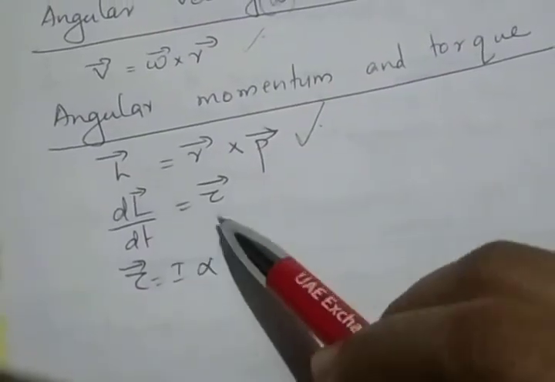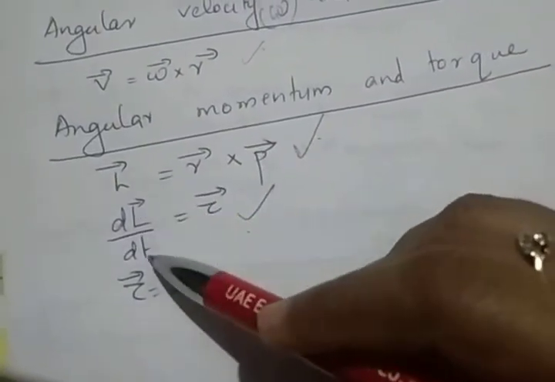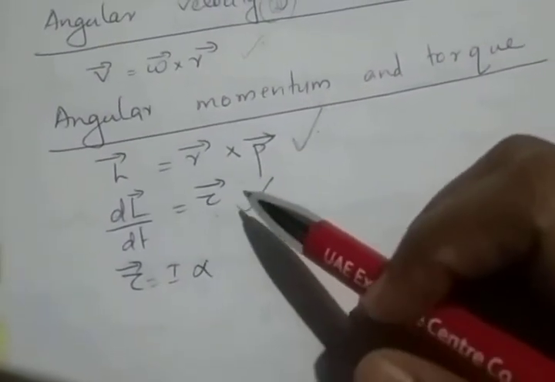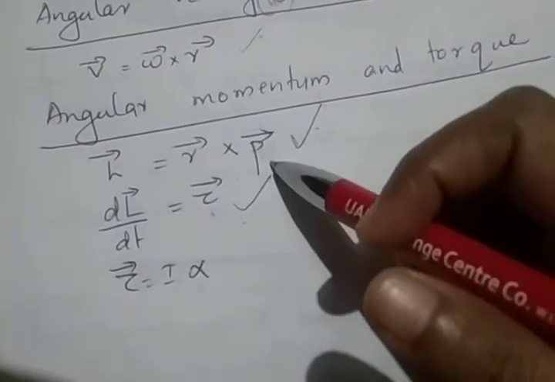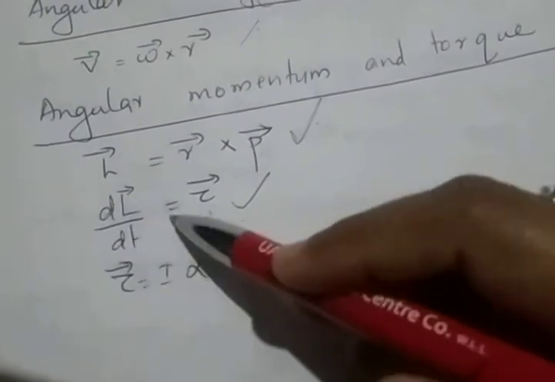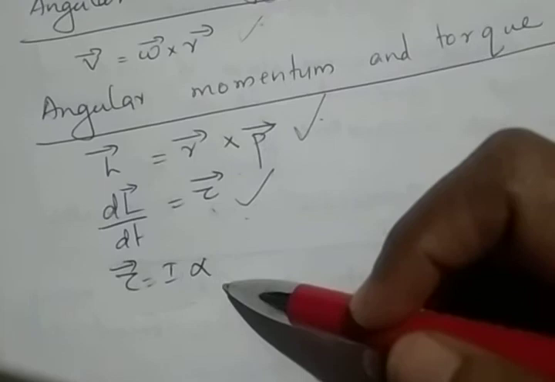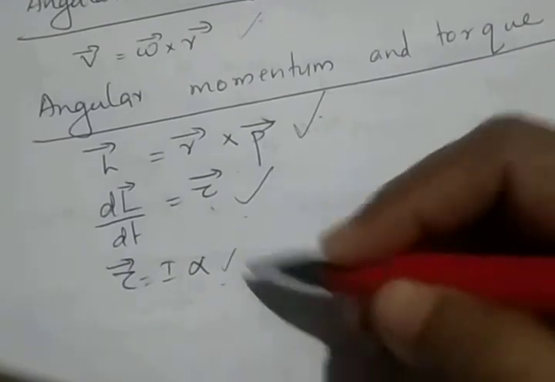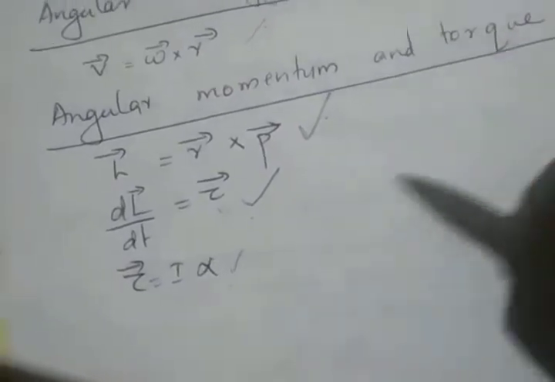And dL by dt is equal to torque. So this is the relation between angular momentum and torque. The rate of change of angular momentum is equal to torque. Listen children, this is the relationship between angular momentum L and linear momentum P. This is the relation between angular momentum L and torque τ: dL by dt is equal to torque τ. And also this is the relationship between torque and angular acceleration. Torque is equal to I alpha, where I is the moment of inertia and alpha is the angular acceleration. So torque τ is equal to I alpha is a very important expression.